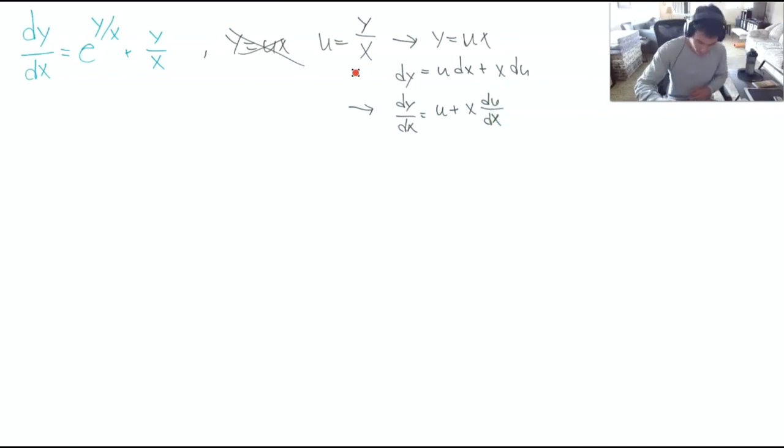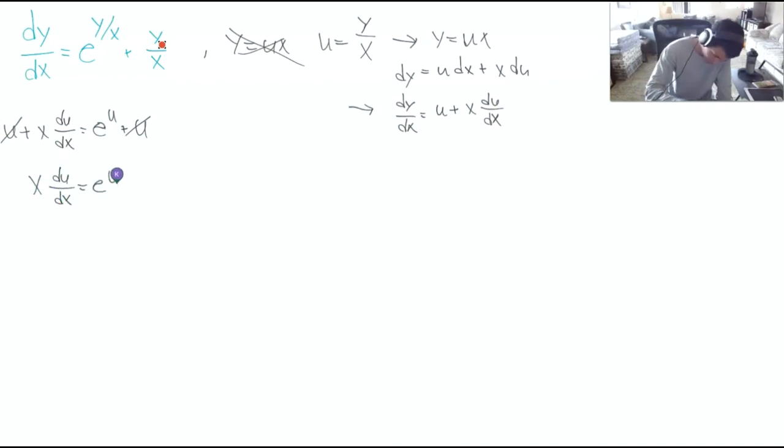Okay, so we're going to use this guy, insert it over here, and then we're going to use this, insert it over here and here. So you'll notice in a second, it's going to look like this: u plus x du dx is equal to e to the u plus u. Okay, and now this looks a lot nicer. We can cancel out those u's. And look at this, it's separable, so we see x du dx is just equal to e to the u.